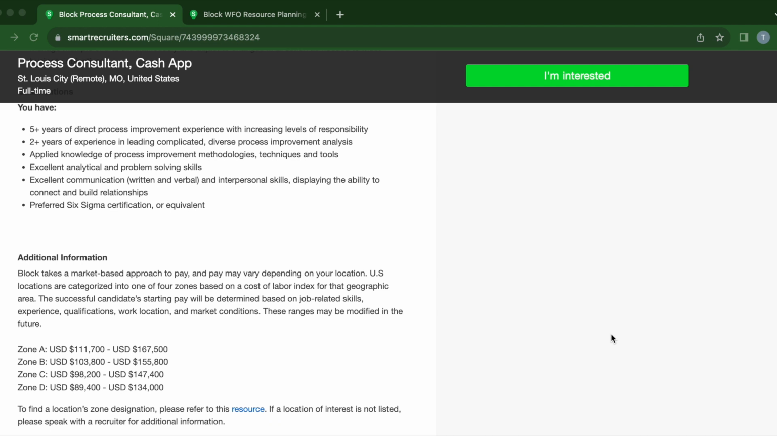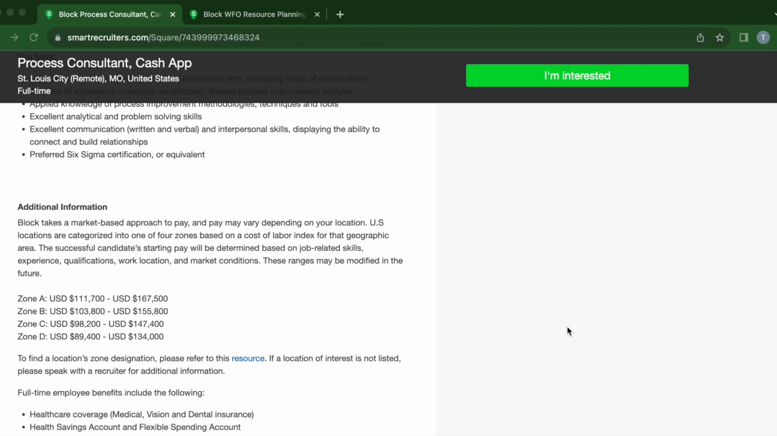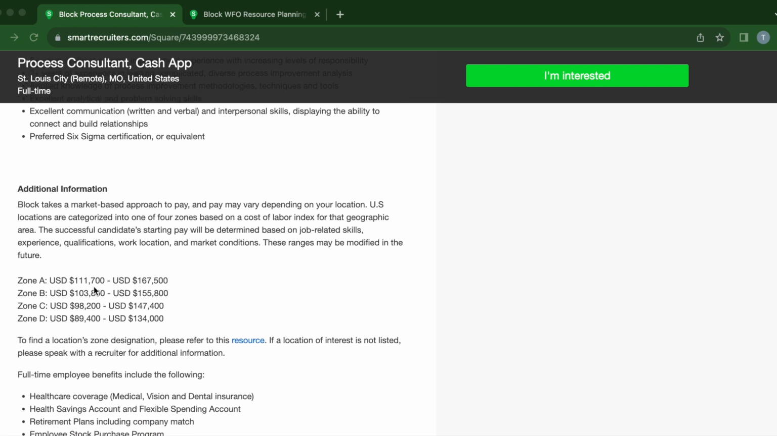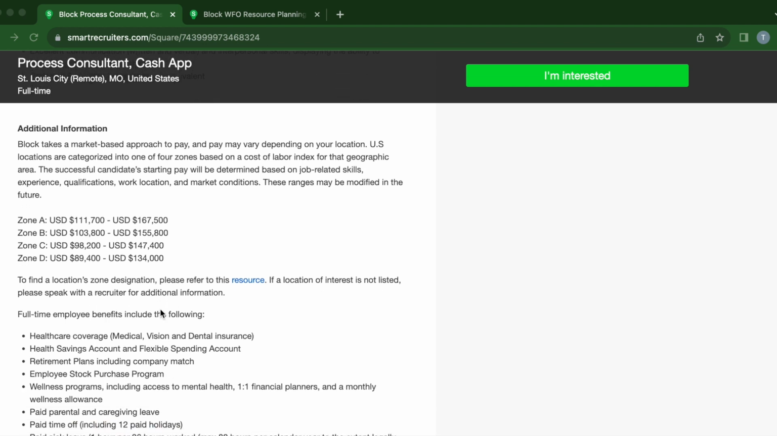The pay is solely based on your location and other criteria such as job-related skills, experience, qualifications, work locations, and market conditions. So if you're in Zone A, your starting pay will be $111,000 and go up to $167,000. Zone B will start at $103,000, up to $155,000. Zone C will be $98,000 to $147,000, and so on and so forth.